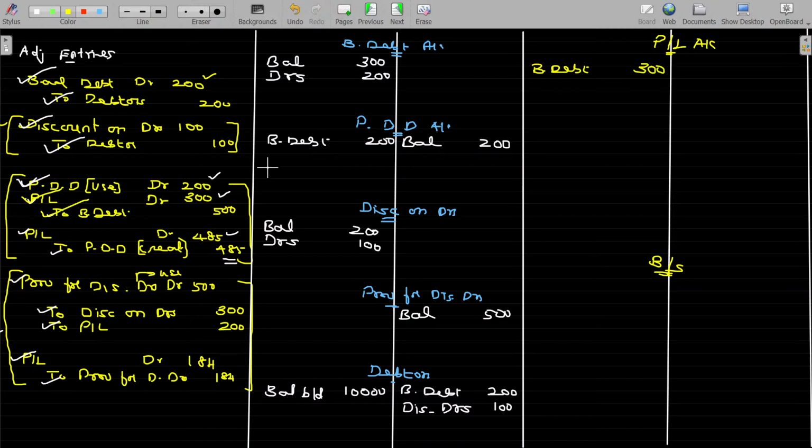In bad debt, by PDD, the value being 200 rupees. P&L account 300 rupees. In bad debt, we have two items. The opposite means you have to write all the two items. And this one, P&L account to PDD, this value being 485.